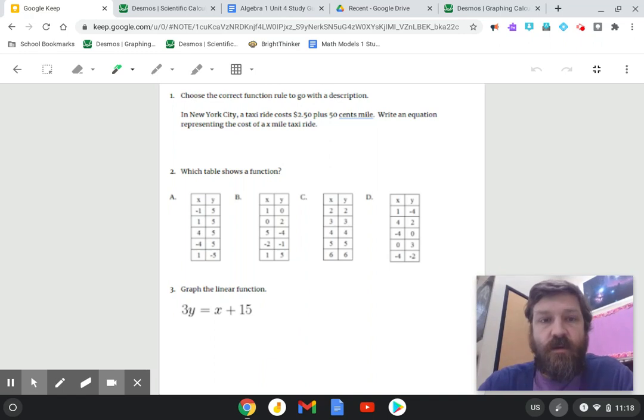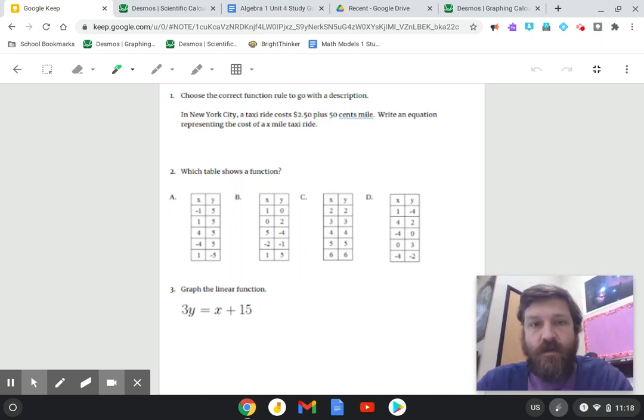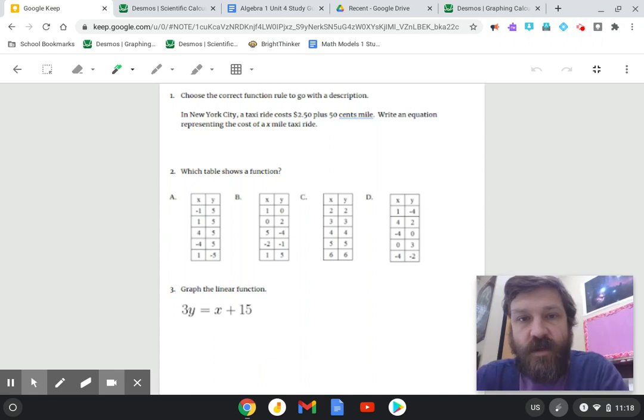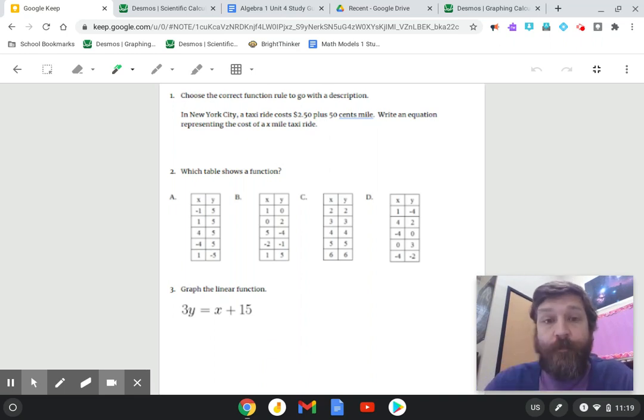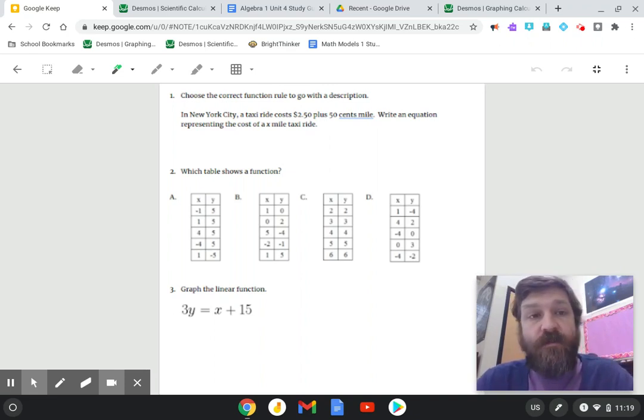So it says here that in New York City, a taxi ride costs $2.50 plus 50 cents per mile. Write an equation representing the cost of an x mile taxi ride. So miles is the x, and we want to write something to express this. So the first thing you need to know is obviously these numbers are going to be in the equation somewhere. And what we need to decide is where is the x going to be? Is the x going to be with the 2.50 or is the x going to be with the 0.50, or 50 cents? And so if you read it carefully, you'll understand that since it's 50 cents per mile, the x is going to go with the 50 cents.